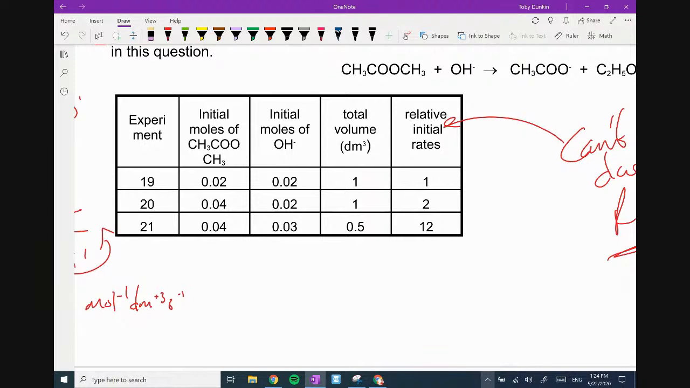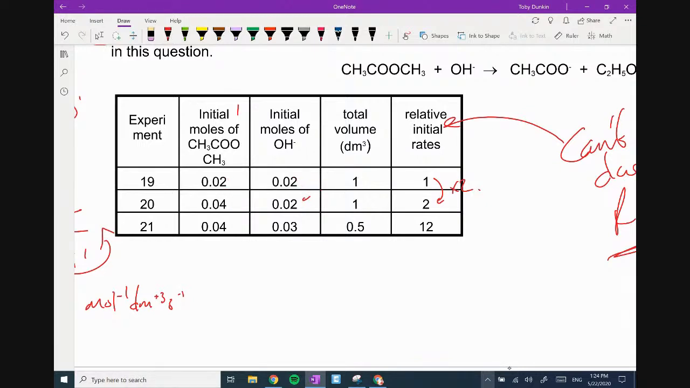Does everyone realize that? So that one I can actually just say times 2. Stays the same. What happens to the rate? Relatively times 2. So first order for him. Yeah, methyl ethanoate is first order.